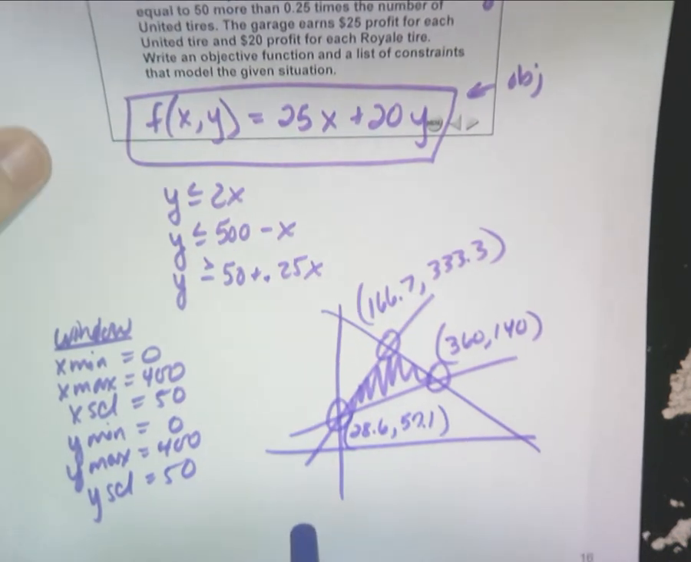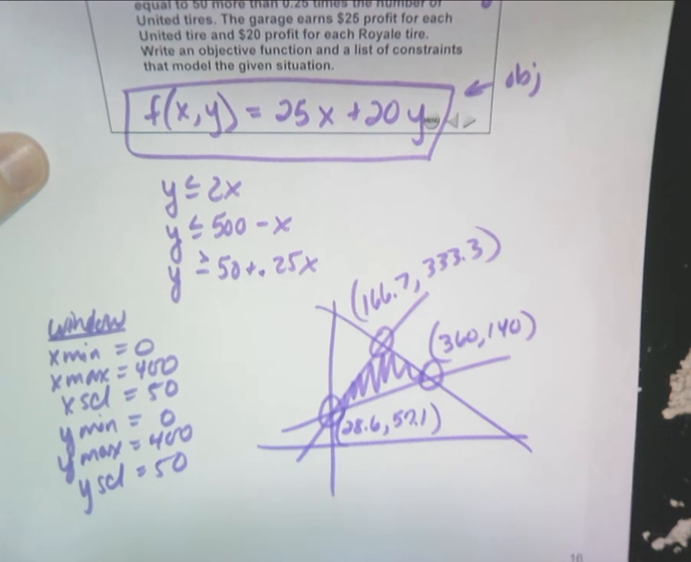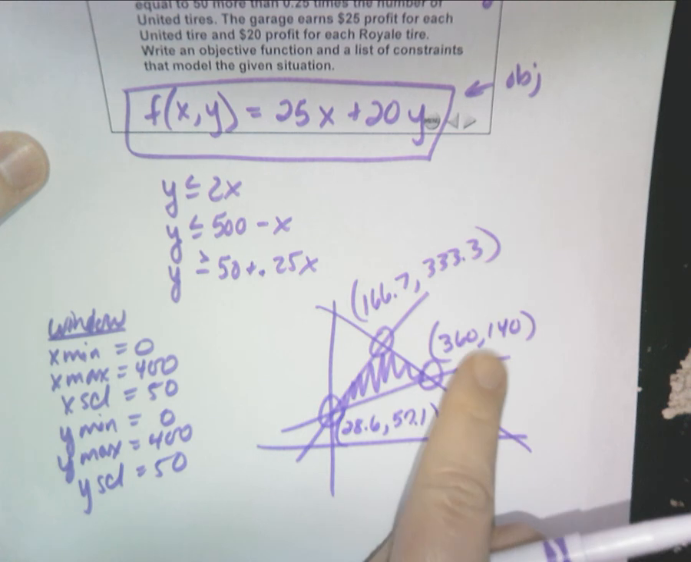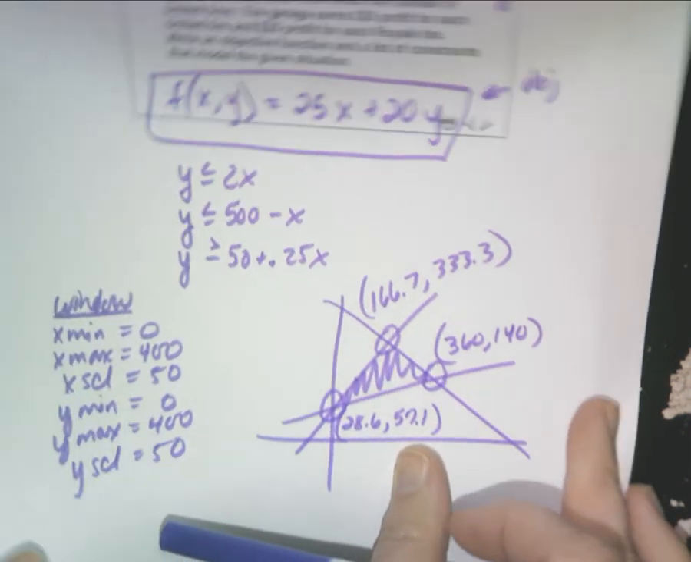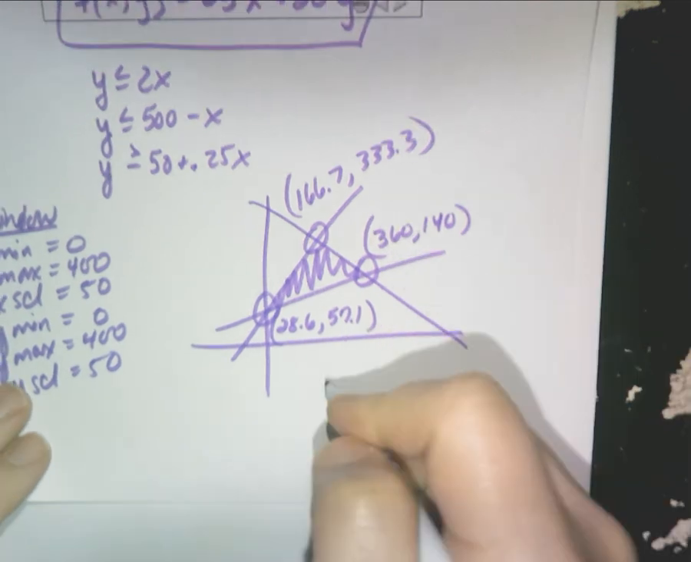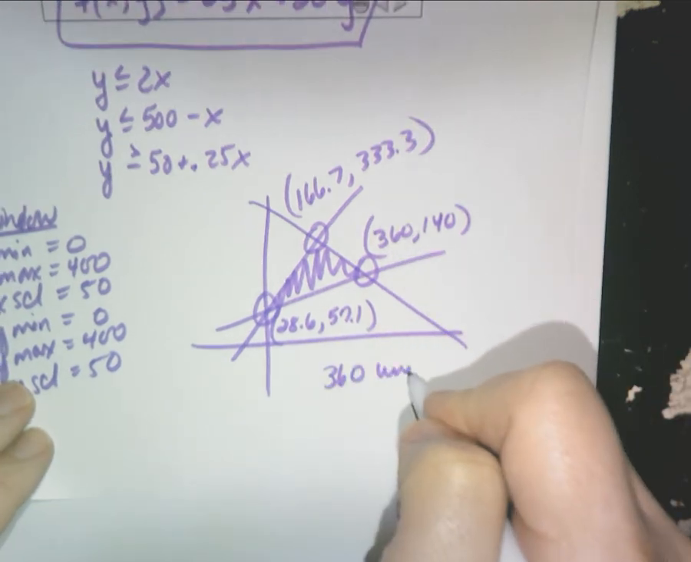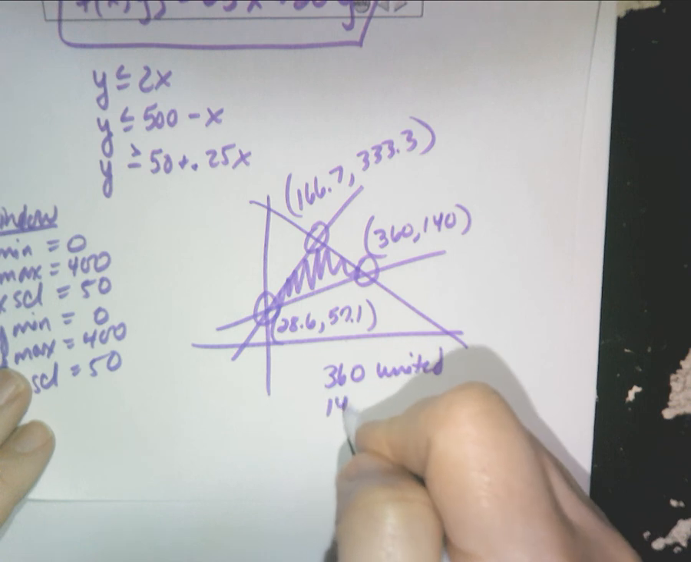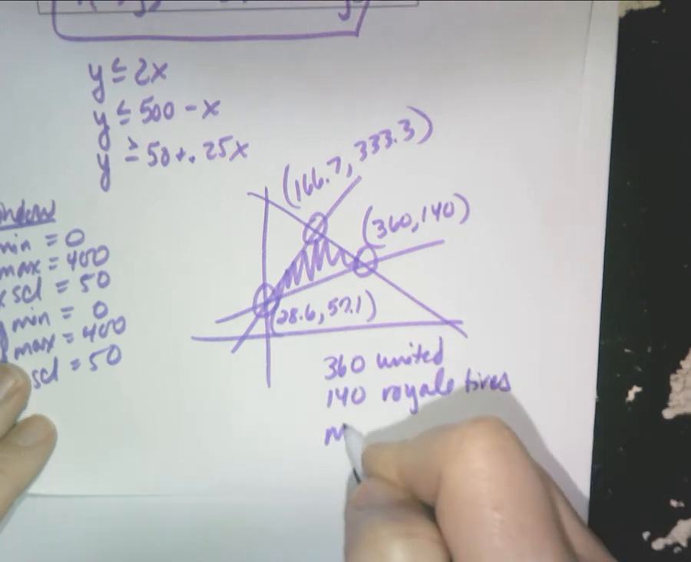Now, we're looking for maximum profit. Which one do you think is the maximum profit going to be at? Where do you think? Just logically, right there. And you can plug it in and check and see. But if you plug it in, you will get the most amount of profit if they sold 360 X tires. Which one's X? United. And then 140 Royale tires. That would be your max profit.